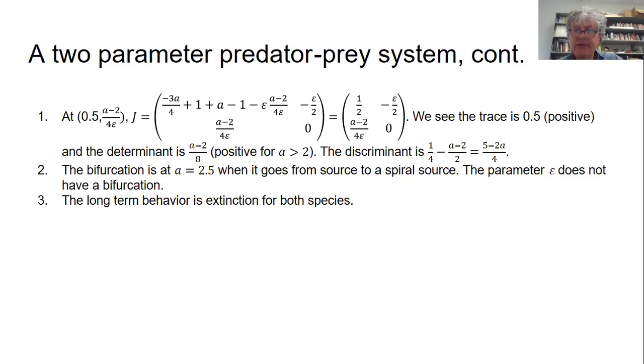And so we see that the only stable equilibrium is the origin, and so the long-term behavior is extinction for both species. No matter what value of epsilon we get, it's going to be extinction for both species. Of course, because once the prey goes extinct, the predator goes extinct as well.